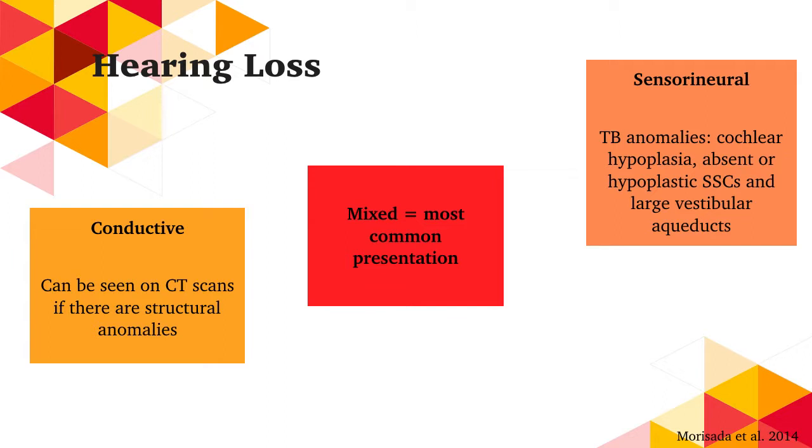Sensorineural hearing loss can come from anywhere from temporal bone anomalies, so cochlear hypoplasia, absent or hypoplastic semicircular canals, and it's also been studied that people with BOR can have enlarged vestibular aqueducts.